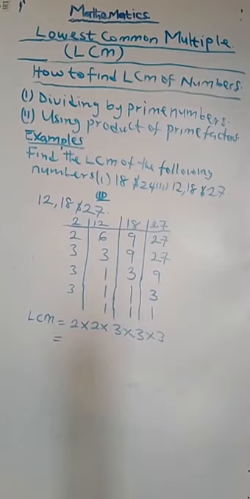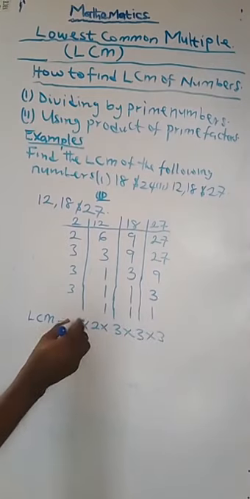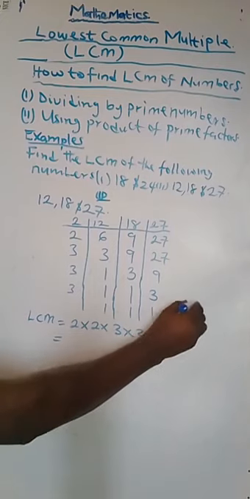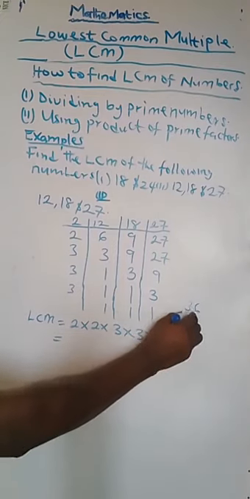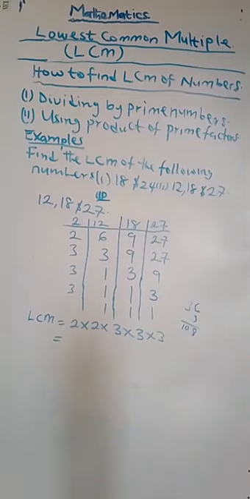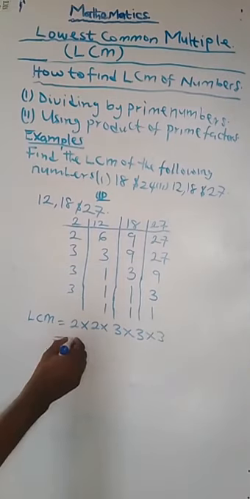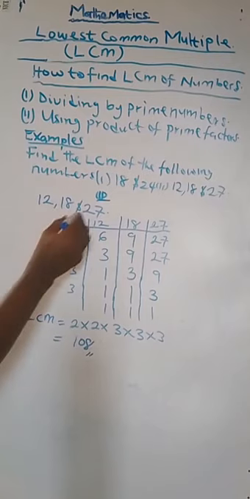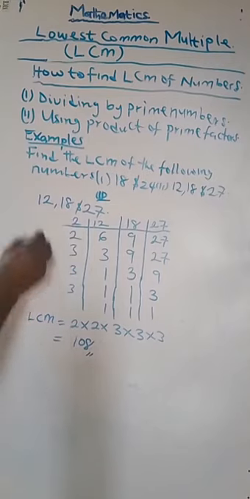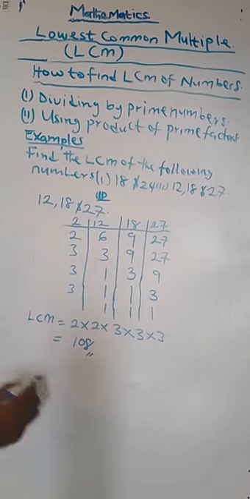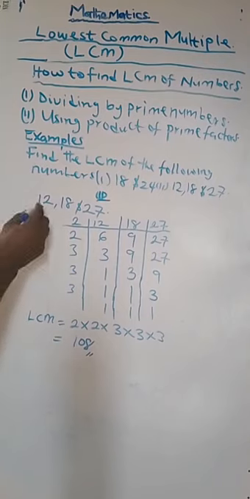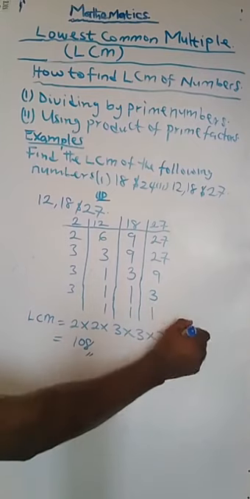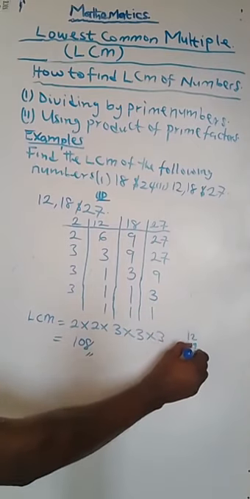Then you stop. Now write it like this: LCM is 2 times 2 times 3 times 3 times 3. Let us multiply out. 2 times 2, 4. 4 times 3, 12. 12 times 3, 36. 36 times 3 is 108. So the LCM of 12, 18, and 27 is 108. That is a number that 12 can divide, 18 can divide, and 27 can divide without any remainder.